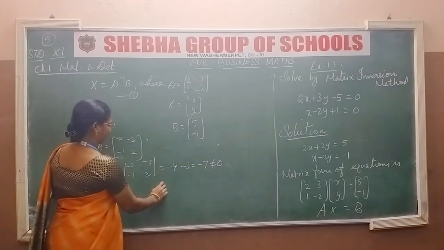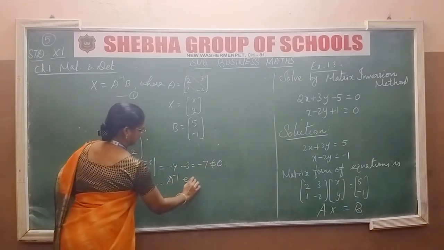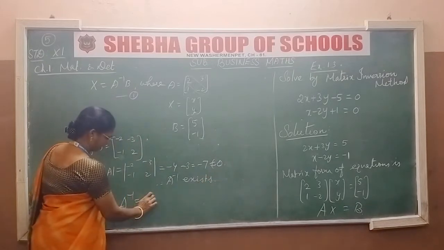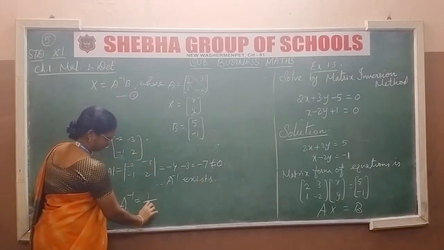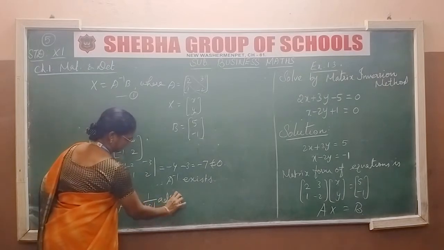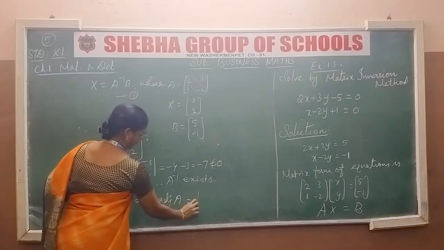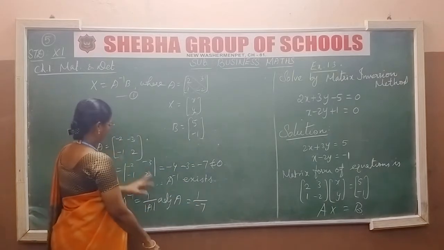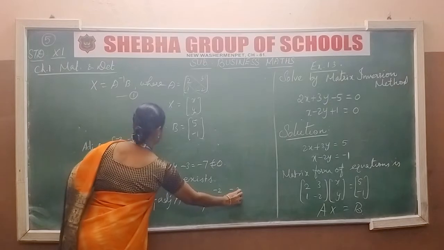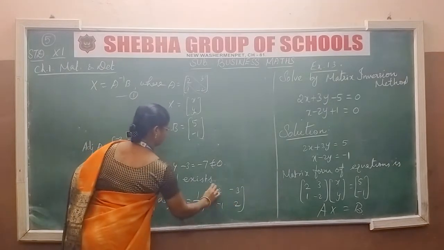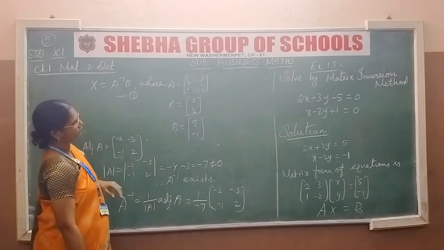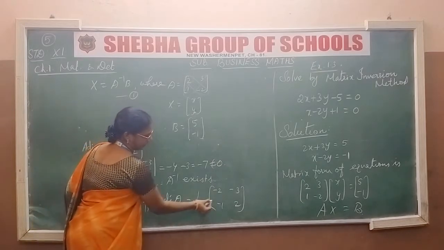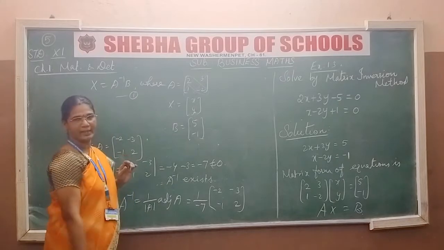Since the determinant is non-zero, the inverse exists. Therefore, A inverse exists. Next, write the formula for A inverse. A inverse is 1 by determinant A into adjoint of A. This is equal to 1 by determinant A, which is minus 7, and adjoint of A is minus 2, minus 3, minus 1, 2. Next, we bring this minus sign into the matrix.